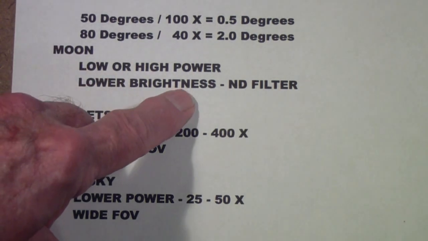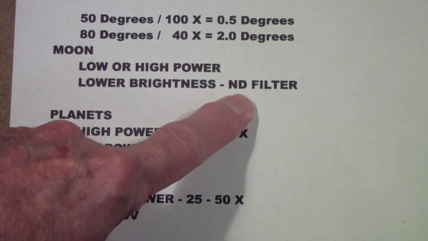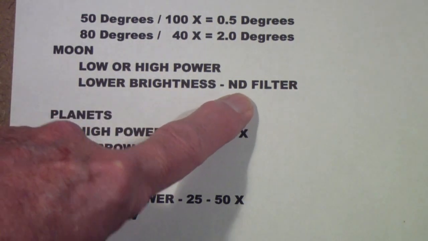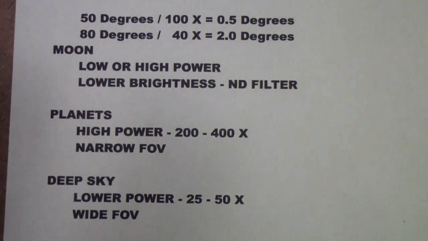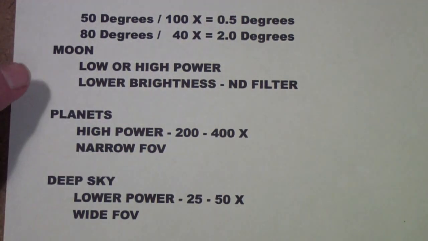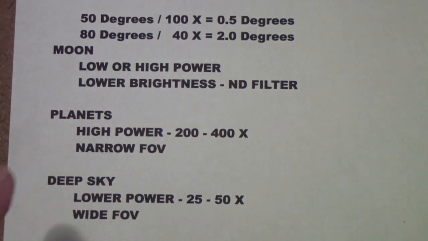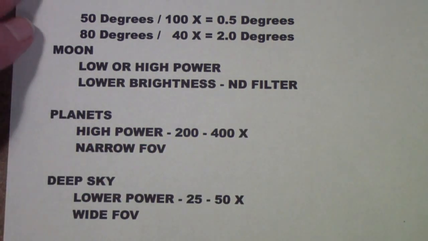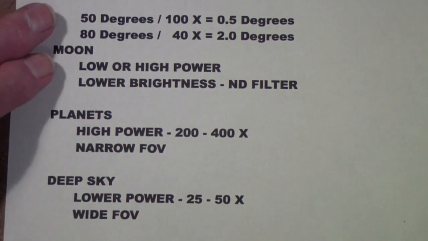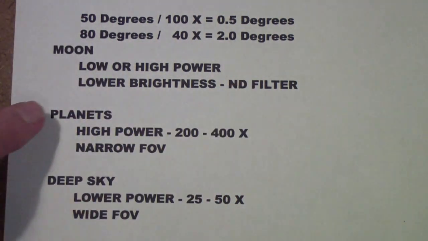And to lower the brightness, you might need to use a neutral density filter, which I talk about in a couple of my videos on filters. But if you haven't heard of a neutral density filter, it's a fairly low-cost addition to your viewing, and if you do very much viewing of the moon, you'll probably want to get one.